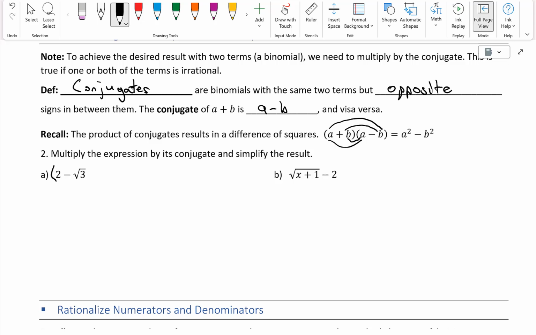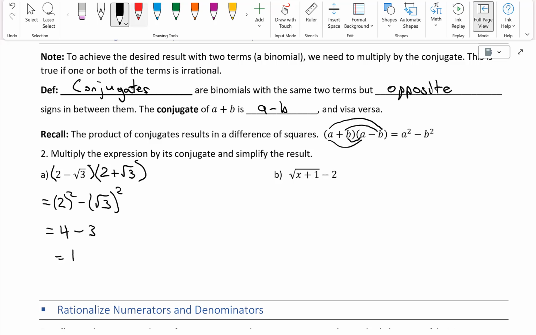For a, we've got 2 minus root 3. So we want to multiply by 2 plus the square root of 3, right? That opposite sign gives us our conjugates. And we don't have to do the foiling. We know it's going to be the first term squared minus the second term squared. And squaring is going to either square the value, right? 2 squared is 4, or break that value out of that square root, that radical. So we get a 4 minus 3 here, which is just 1.